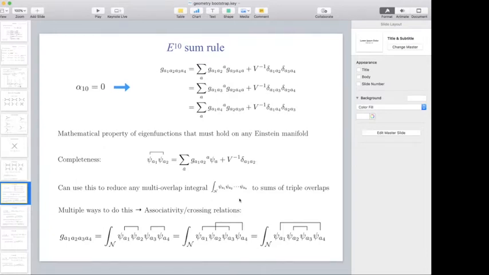But there's going to be multiple ways of doing this. So if I look at the quadruple overlap integral, there's four different ways in which I can use this completeness relation, given by the four different ways of contracting two pairs of these eigenfunctions. So this is going to give some kind of associativity condition or a crossing relation on the four-particle overlap integral. And that reduces to precisely these equations up here that have to be satisfied for the E to the 10th contribution to the amplitude to vanish.